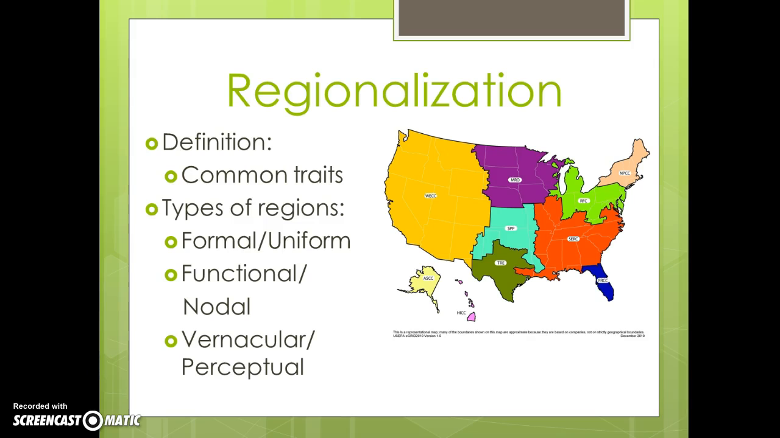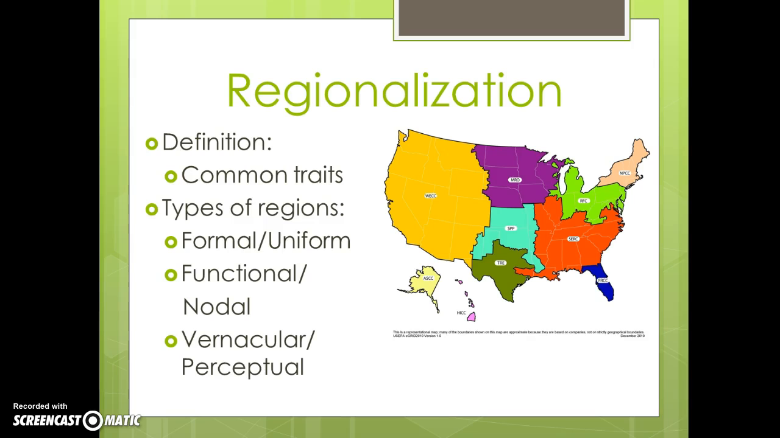Regionalization, on the other hand, is the idea that you take a place and you look for some common traits, one or more common traits, and you use that as a way to subdivide that area. And so you group space according to these common traits. And there's really 3 major types of regions: a formal or a uniform region, and they have a shared trait that is evenly spread, that is uniformly spread across an area.